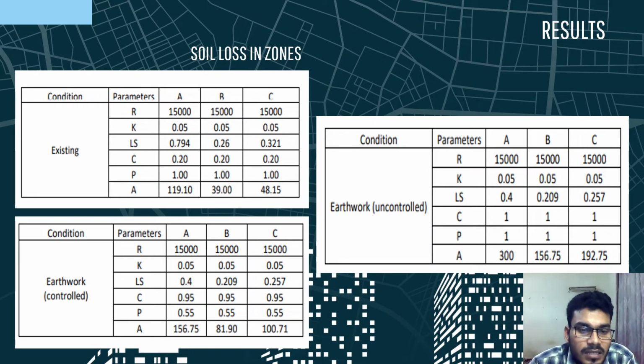And the soil loss in zones result. The first result is for existing, the second is earthwork controlled, and the third is earthwork uncontrolled. From various calculations we get those values.